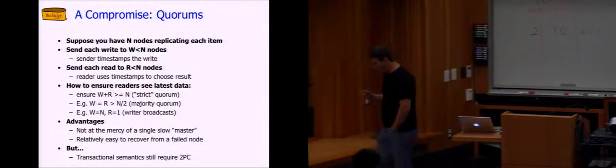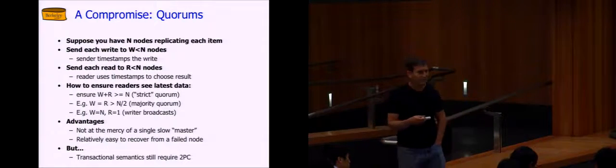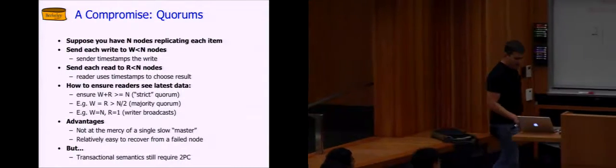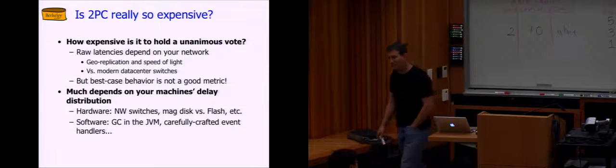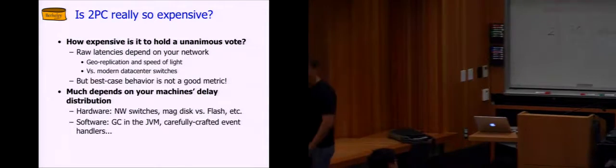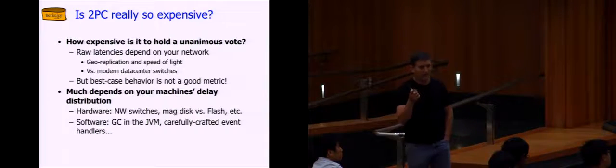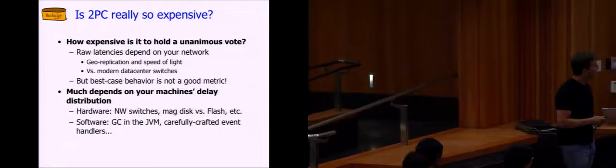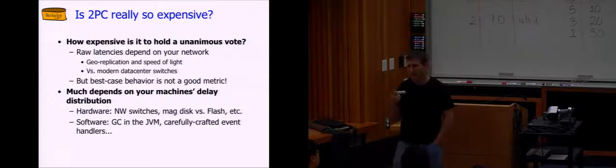All right, but suppose we really want transactions. We're going to need, at the end of this, to ensure that all the nodes have updates that they like and are willing to commit a transaction, and that would require two-phase commit. Is two-phase commit a bad thing? Is it expensive? Maybe it's not that bad. How expensive is it really to hold a unanimous vote? All we're sending is one little packet to everybody, and then everybody sends one little packet back, more or less. Well, the latencies of sending that packet depend on your network, right?